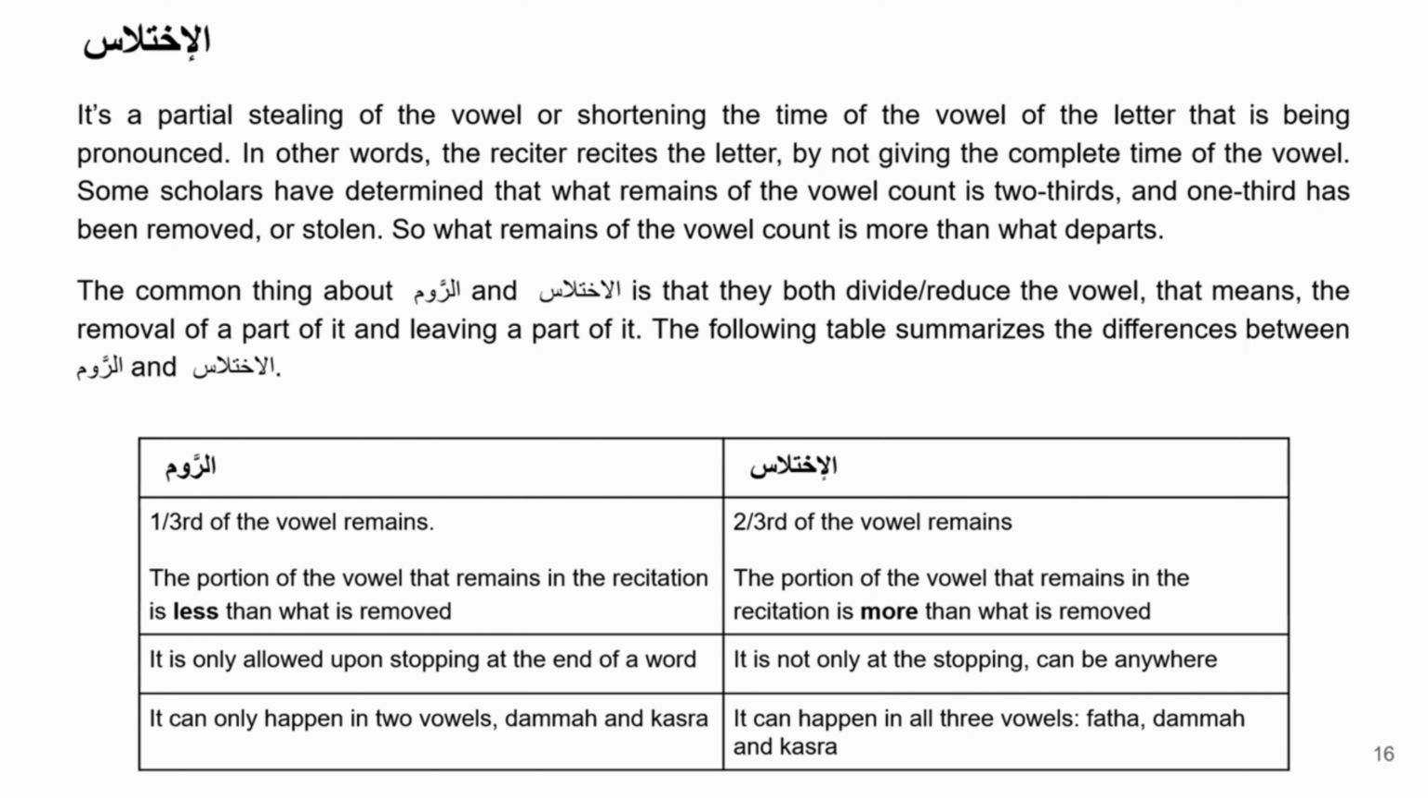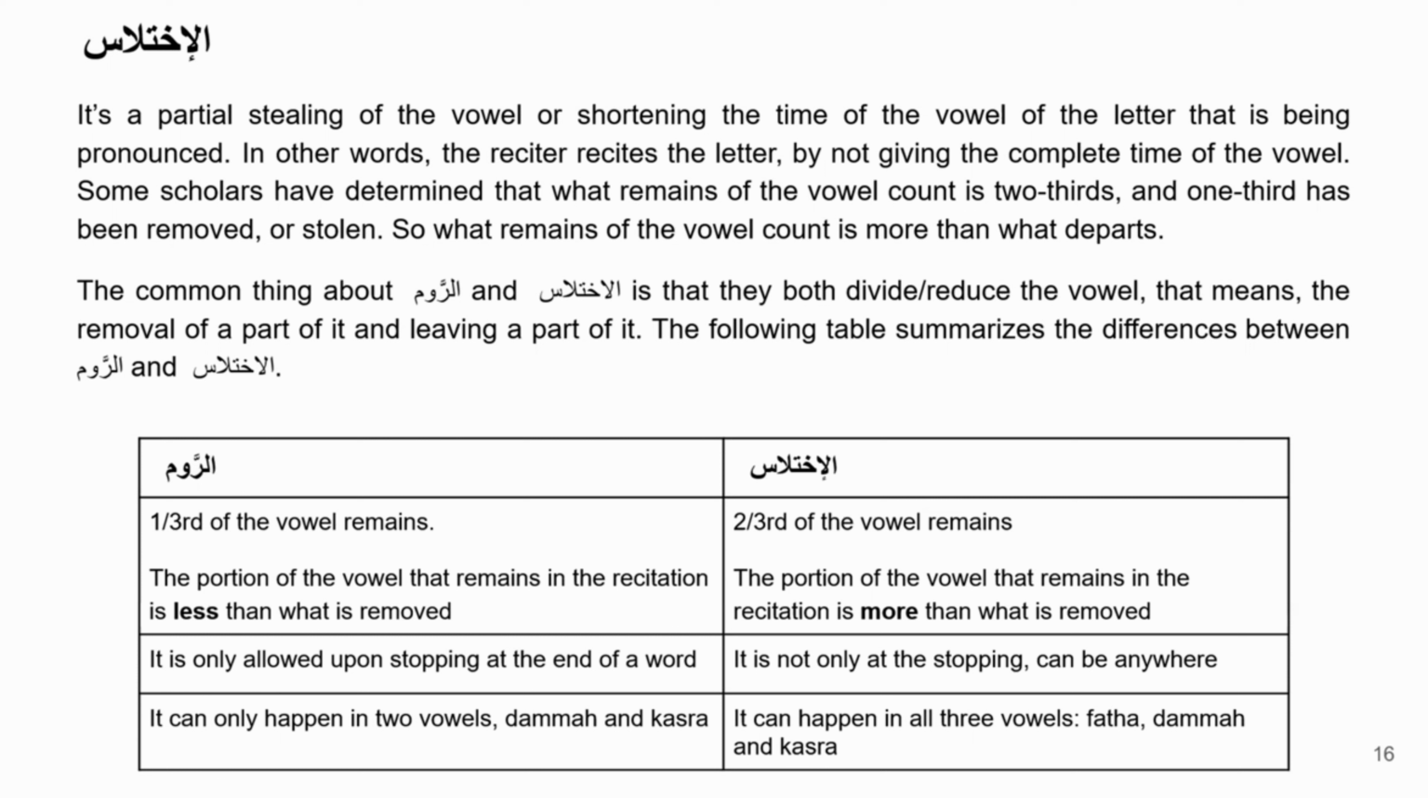Both Rawm and Ikhtilaas share the characteristic of dividing the vowel, meaning removal of part of it and leaving the other part of it. So when we are reciting with a Rawm, only 1/3 of the vowel remains. That means the portion of the vowel that remains in the recitation is less than what is removed. But in Ikhtilaas, 2/3 of the vowel remains. That means the portion of the vowel that remains in the recitation is more than what is removed.